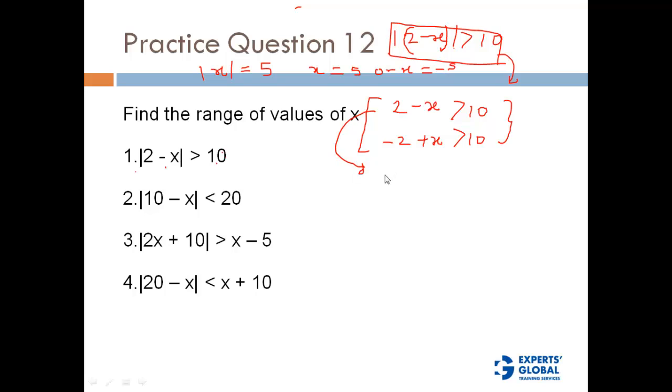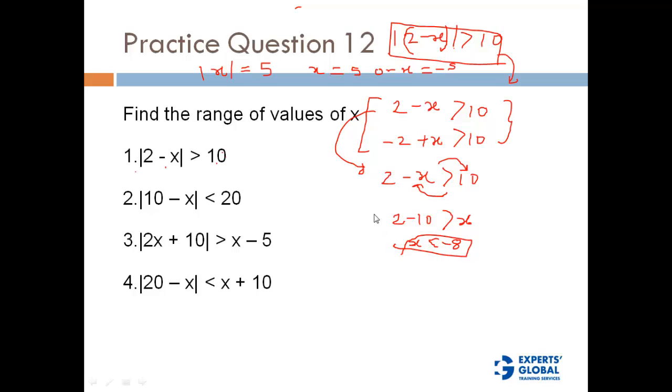So the first one tells us that 2 minus x is greater than 10. We get x on this side and 10 on this side. So we get 2 minus 10 greater than x. That means x is less than minus 8.